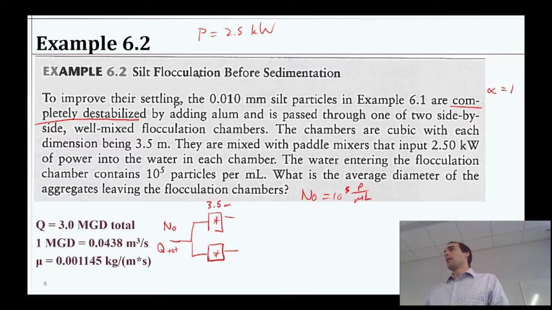And the question is, what is the average diameter of aggregates leaving the chamber? Okay, so there's a lot to do before you get there, because we're going to need a mass balance and all of that. So I'm just going to write down the relevant equations for you and give you a few minutes to think about how you would put this together, what kind of a mass balance you would do, and see how far you can get with that. And I'll come back and then take a few steps with you.